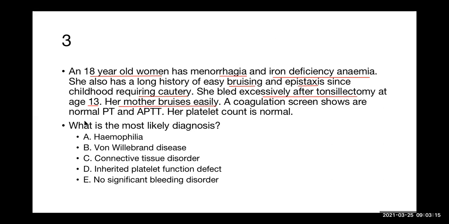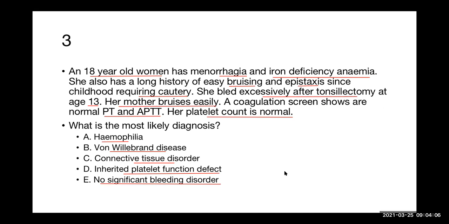A coagulation screen shows a normal PT and APTT. This is a very, very important clue. Normal prothrombin time and activated partial thromboplastin time, and her platelet count is also normal. What is the most likely diagnosis? So we have to rule out one after another, or when we see the correct option, probably it clicks in your mind. Is it hemophilia? Is it von Willebrand's disease? Is it a connective tissue disorder? Is it an inherited platelet function defect like Bernard-Soulier syndrome or Glanzmann thrombasthenia, or is there no significant bleeding disorder? So who can take this case? Von Willebrand disease. Yes. Option D.